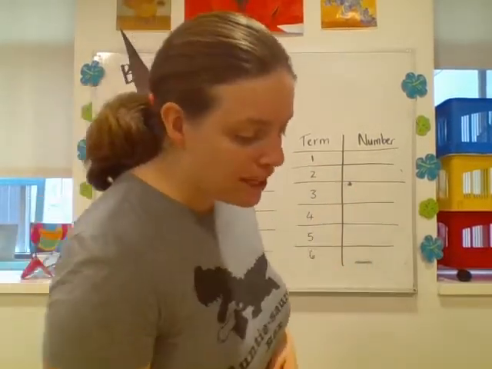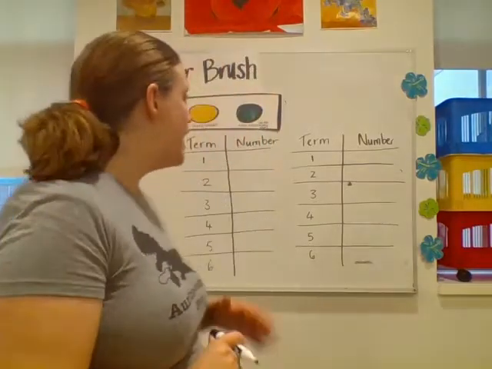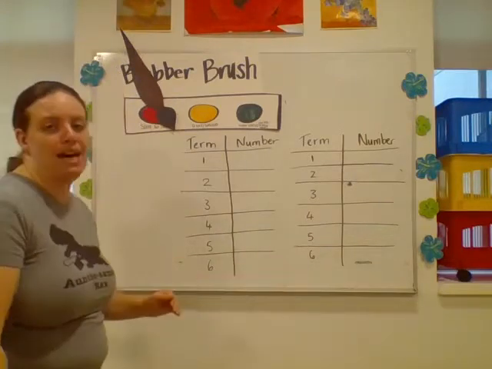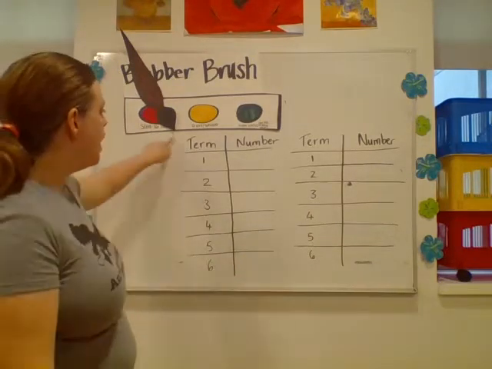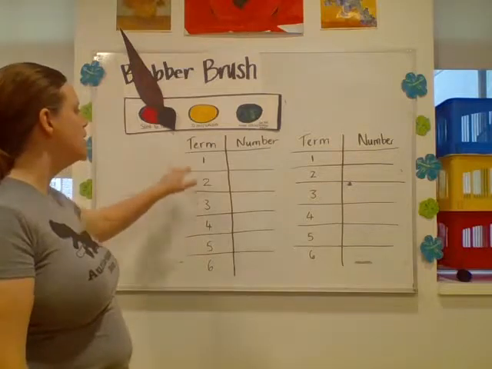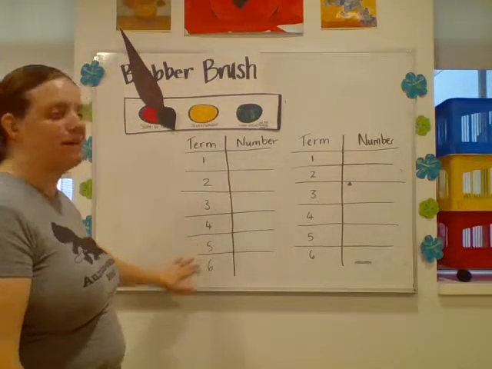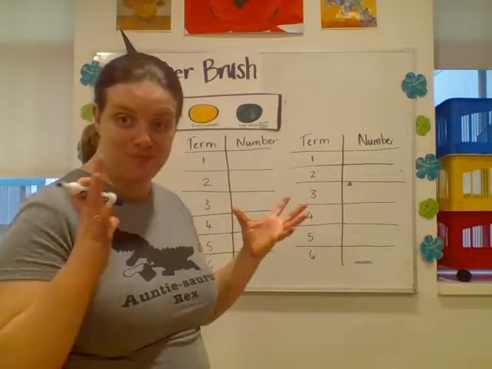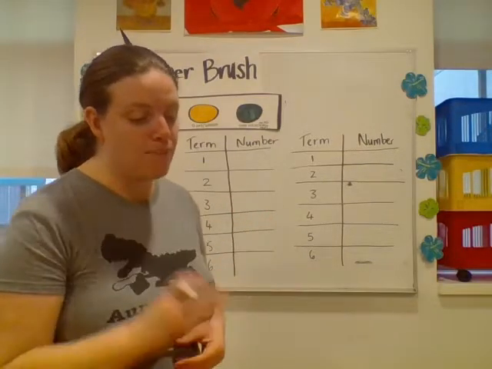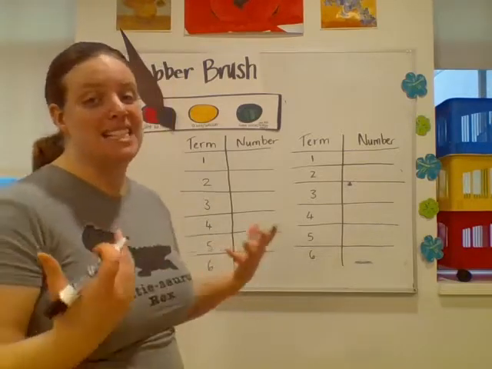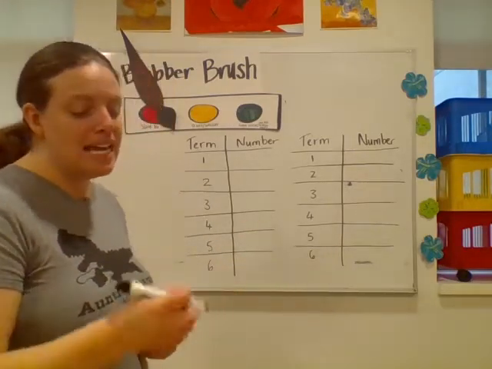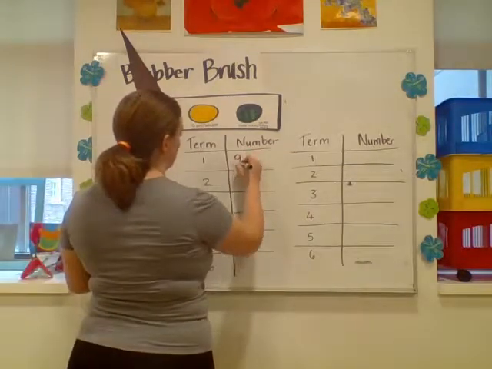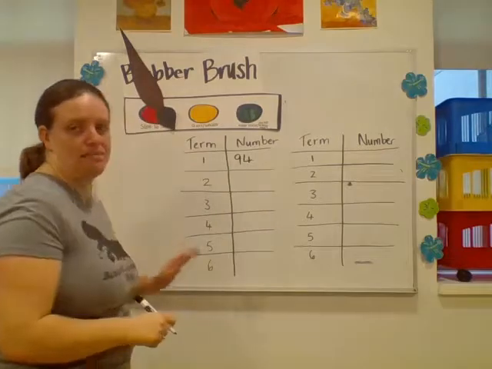So the first example is where they want us to create a pattern. Now, they want us to create a pattern with 6 terms. So I wrote this chart, this table, that has 6 terms already written in, because I know that's how many terms I want my pattern to have. The next piece of information they give us is that the starting number is going to be 94. So here is my starting number.